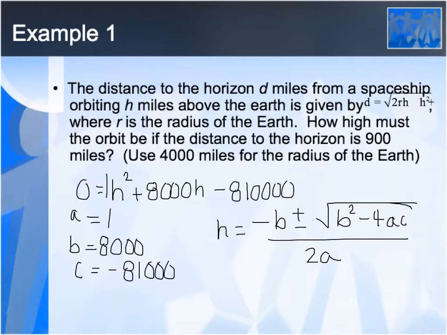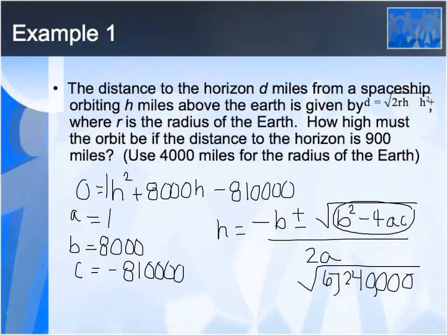Now when I do the b squared minus 4ac, we remember that's called the discriminant. And so if I take 8,000 minus 4 times 1 times negative 810,000, I forgot a zero, I get a discriminant equal to a very large number, 672400000. Okay? That's my discriminant. That's what's underneath the radical.